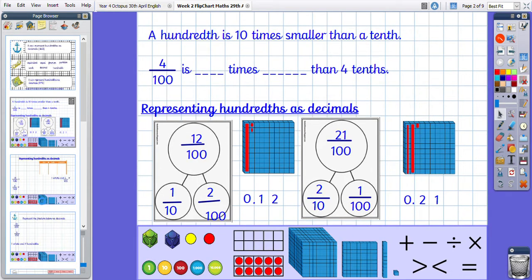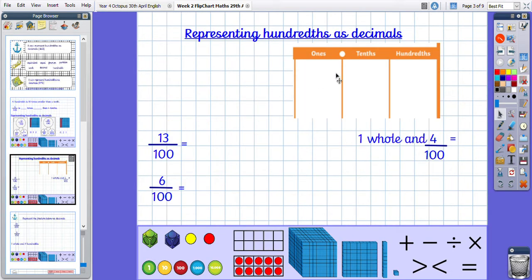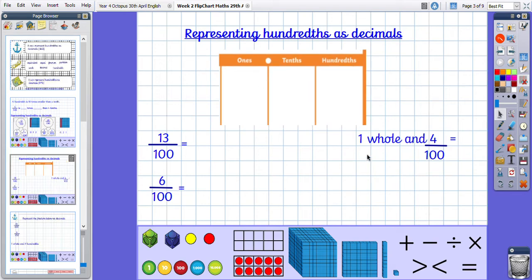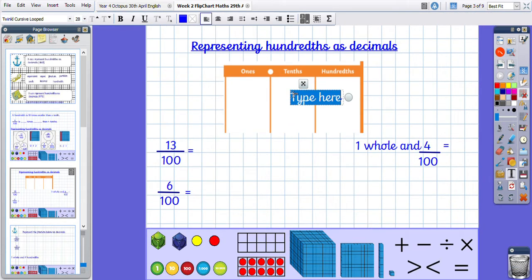Okay, moving on then. Having a further look at representing hundredths as decimals. 13 hundredths. So if I put 13 hundredths into my place value grid, I know that this is made up of 1 tenth and 3 hundredths, thinking about my part whole model. So I have 1 tenth, 3 hundredths, and I don't have any whole numbers, so I'm going to put a placeholder in my ones column, not forgetting my decimal point.